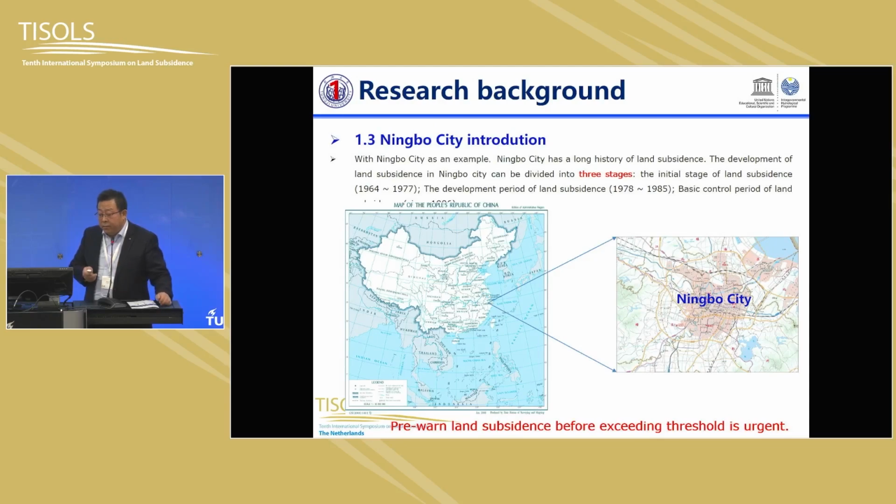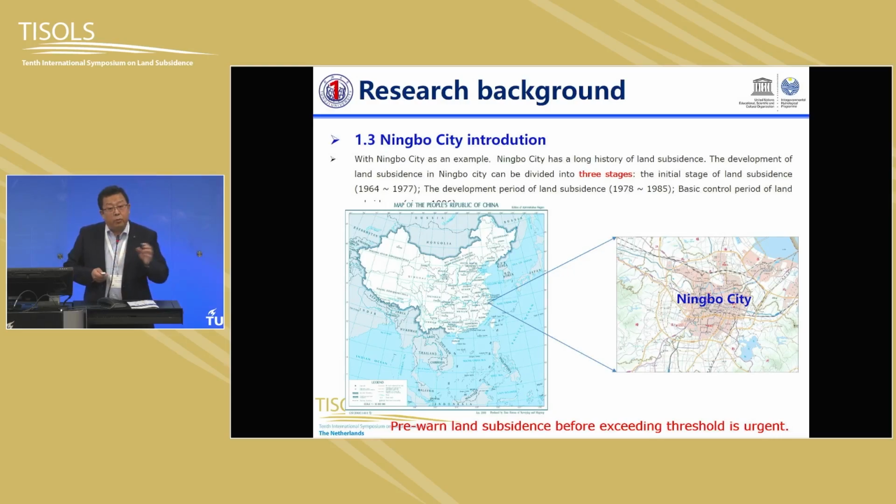Our study takes Ningbo City as a background. Ningbo City is a large city in the east of China, maybe 200 kilometers from Shanghai. This is its location. It also experienced land subsidence. In the 1980s, someone said that if the land subsidence could not be controlled, the whole elevation of Ningbo City would fall below sea level. So we had to control the land subsidence. And in recent years, the land subsidence has been controlled.